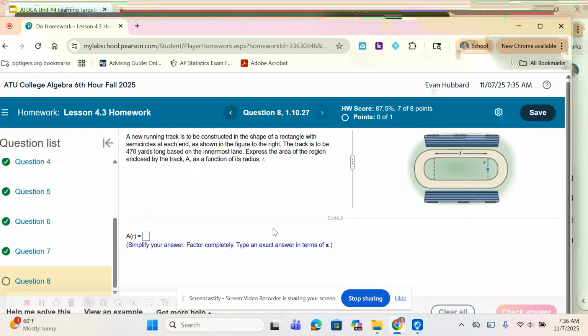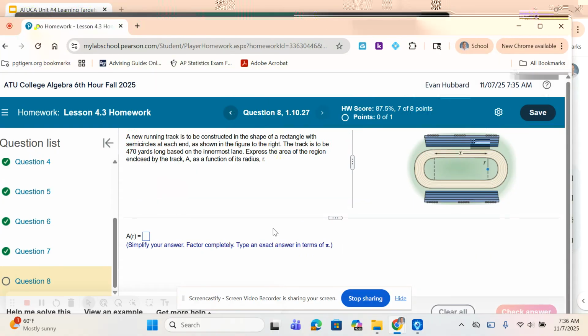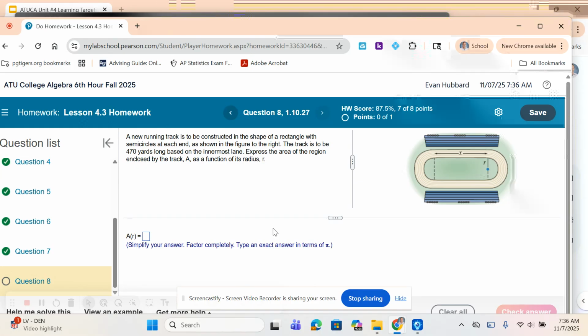All right. Hey, we've got a track here. Can I fit this in here? It'll be very close. So I've got a track. A new running track is considered the shape of a rectangle with semicircles on each end, as shown in the figure. The track is to be 470 yards long. Based on the innermost lane, express the area of the region enclosed by the track as a function of its radius.